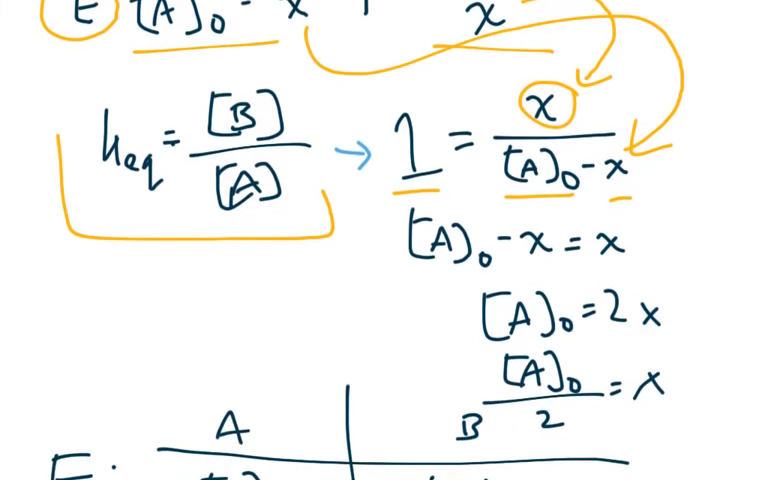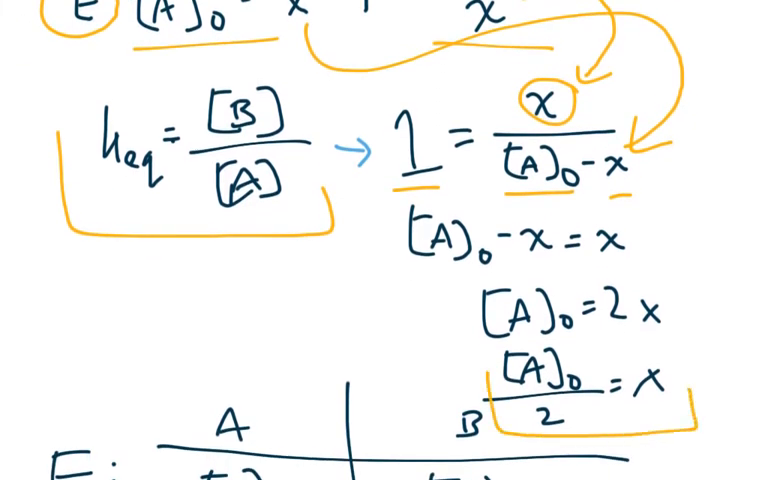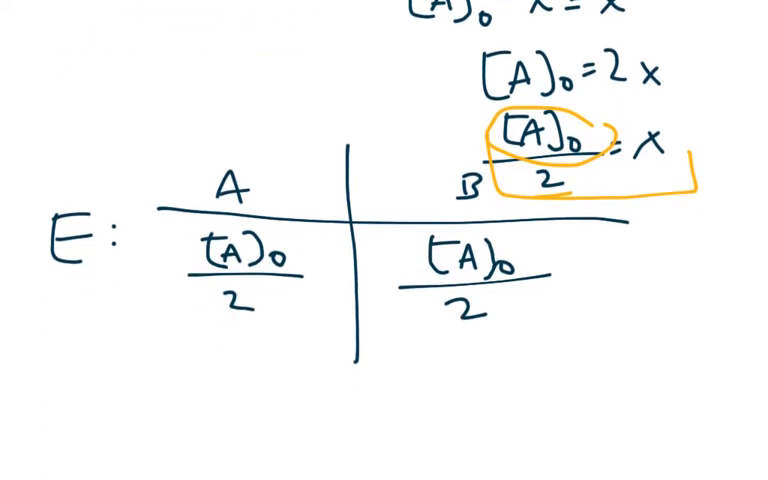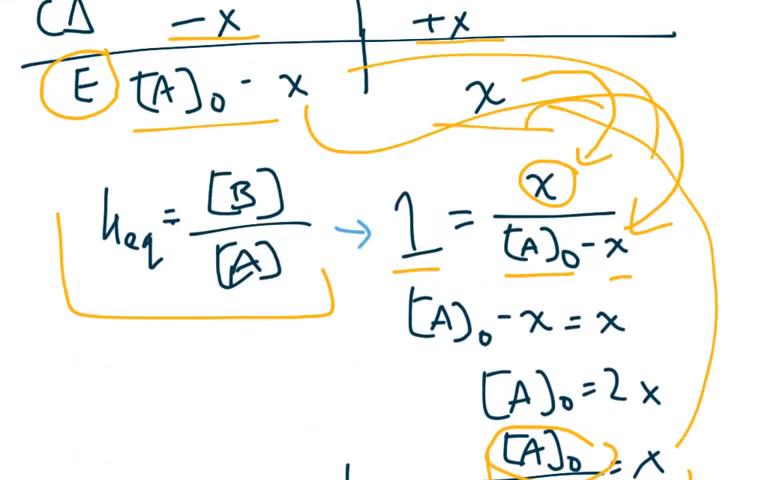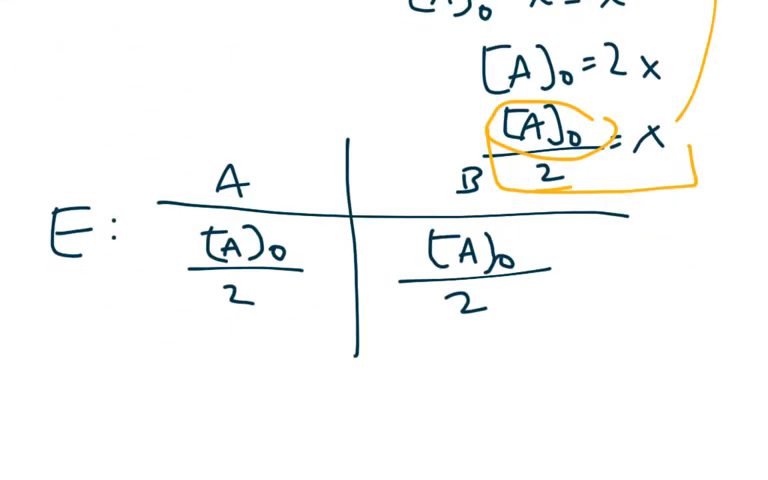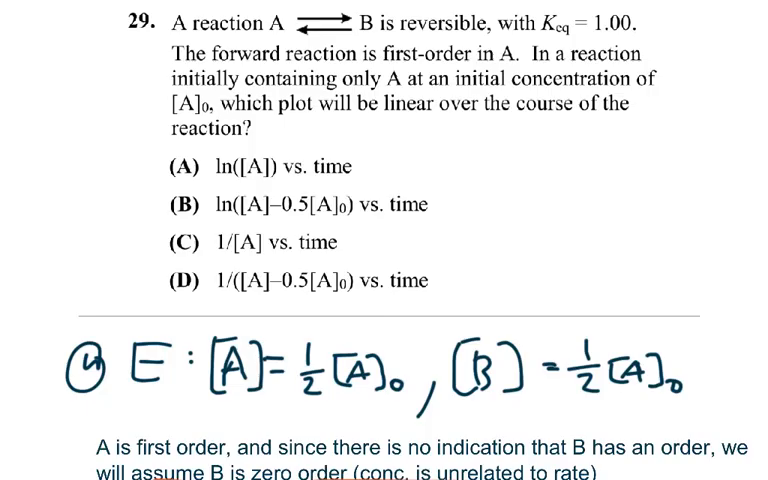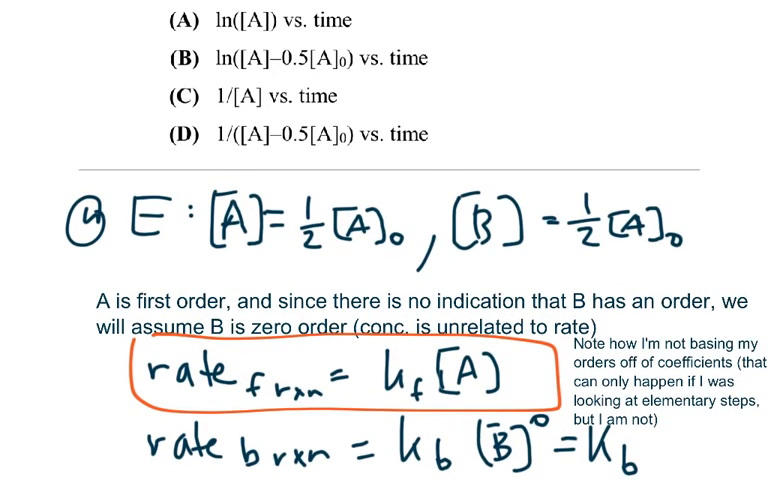Solving for this, we get that x, our change in concentration, is equal to the initial concentration of A over 2. So we know from this, by plugging x back in here and here, that the equilibrium concentrations of A and B are these two. So we are going to be dealing with a lot of variables, so watch out for that. Now, we have to know something else.